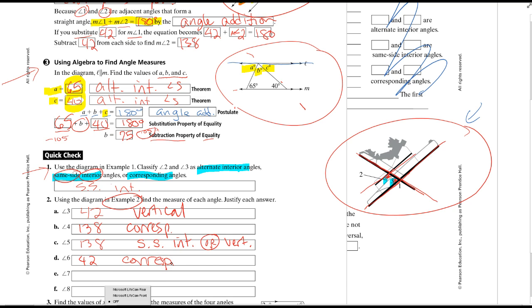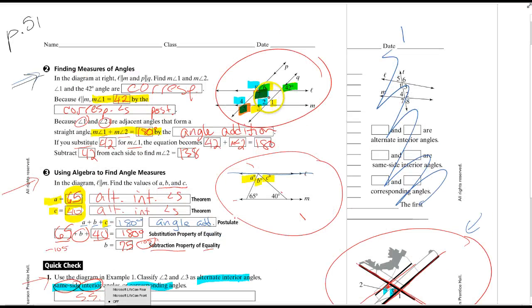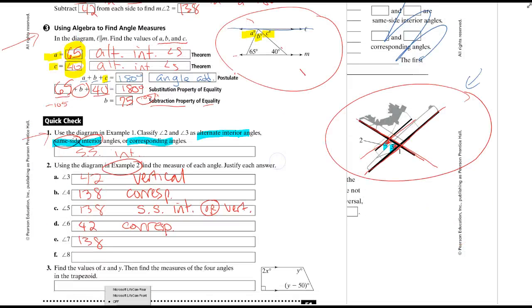Angle 7 is 138, because we could have said 7 is alternate interior with 4, corresponding with 5, or supplementary to 6. So a couple options there. I'll just write one of them, alternate interior. And lastly, number 8 is 138 degrees because it is vertical with 7.